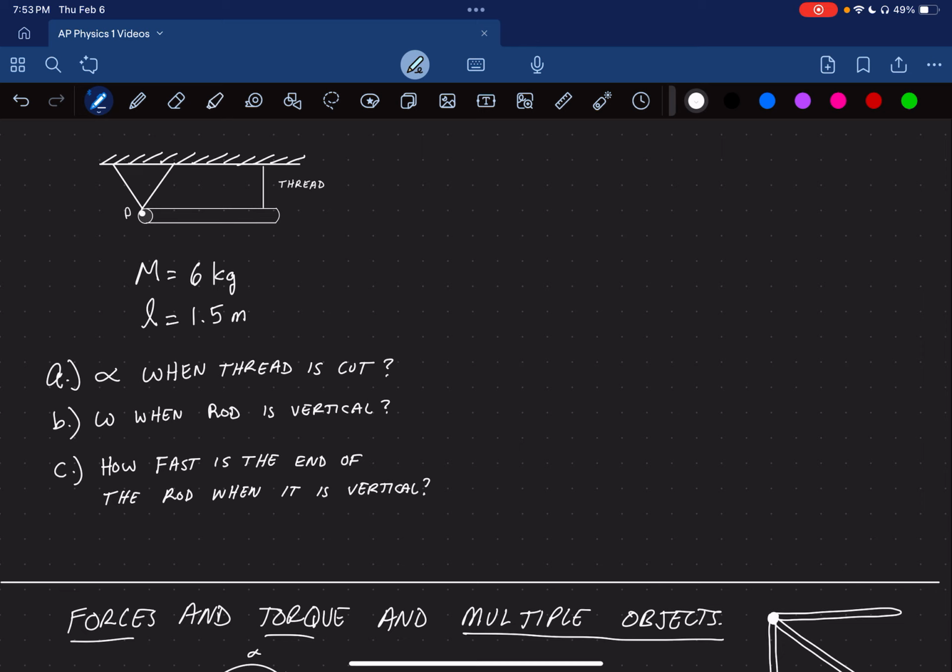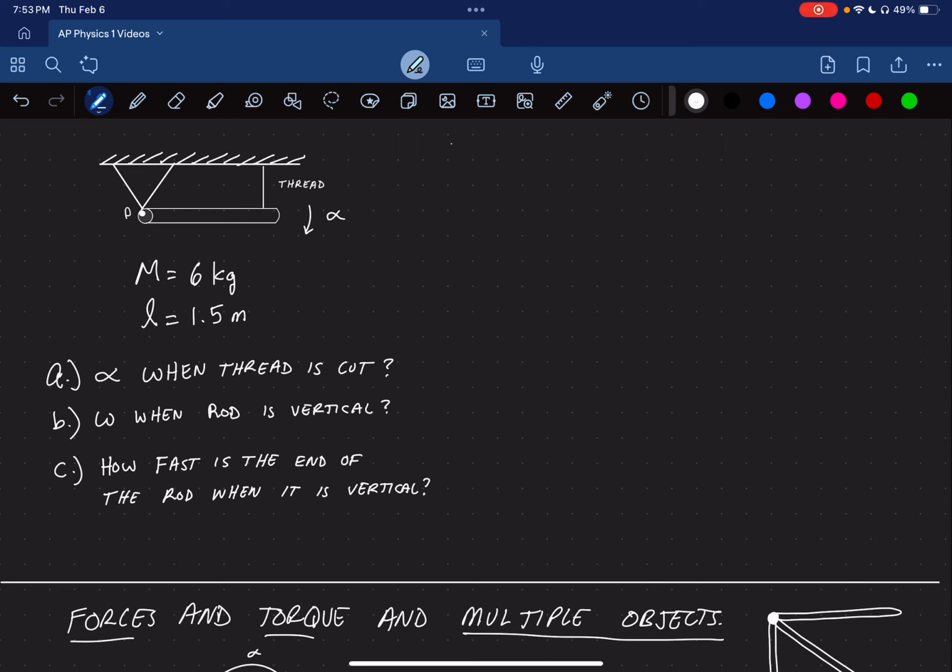One end of the rod is held up by a thread. Here we have the mass and length of the rod. And question A is, what is the angular acceleration when the thread is cut? And my alpha looks worse and worse. There we go. Something like that.